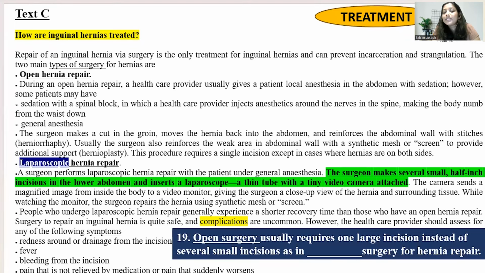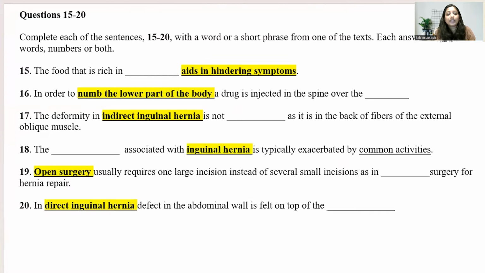No, they asked the question: open surgery usually requires one large incision instead of several small incisions, as in. That means in which surgery they will make several small incisions. They have mentioned here the surgeon makes several small half-inch incisions in the lower abdomen and inserts a laparoscope, a thin tube with a tiny video camera attached. In which surgery? Laparoscopic surgery, right? Hernia repair is already here, so no need to write laparoscopic hernia repair. You need to write only laparoscopic. Okay. Good. Next one. 20th one.